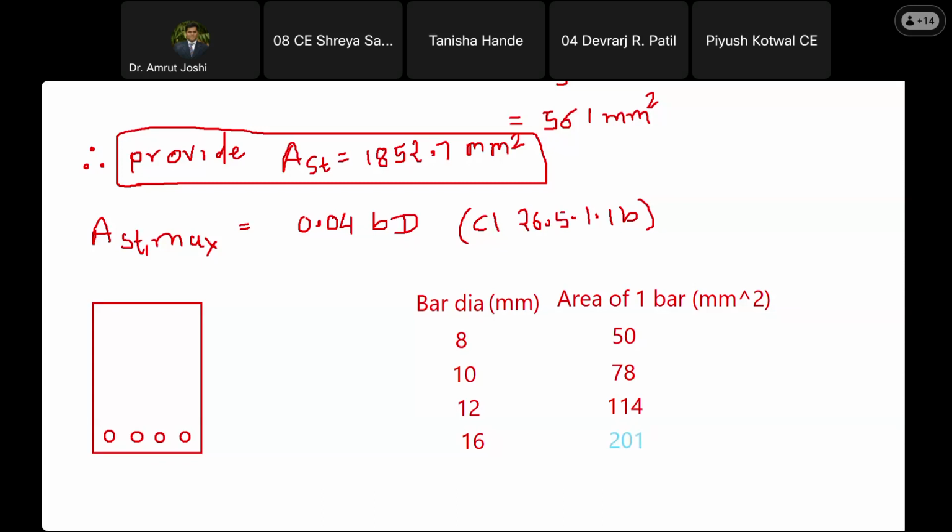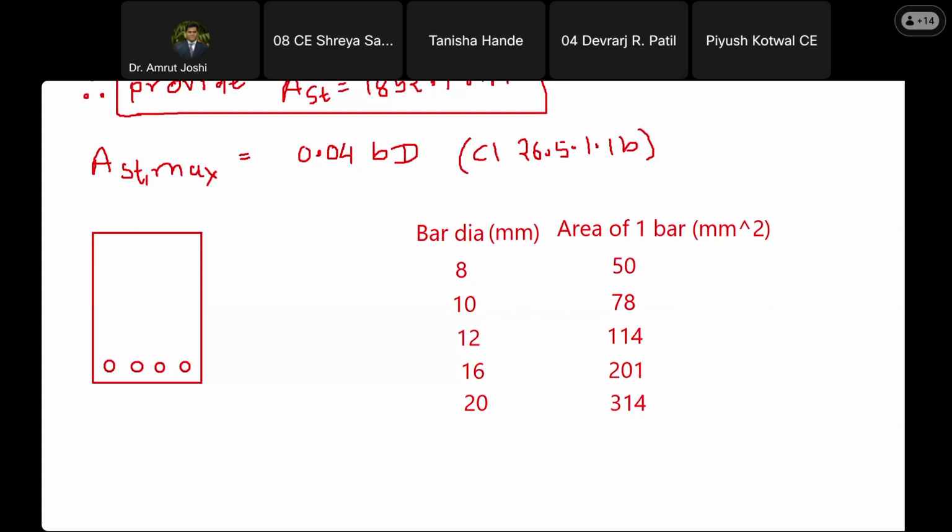201. Then for 20, can you calculate pi by 4 into 20 square? Tell me how much is that. Is it 314? Cross verify. Shreya? Yes, it is 314.